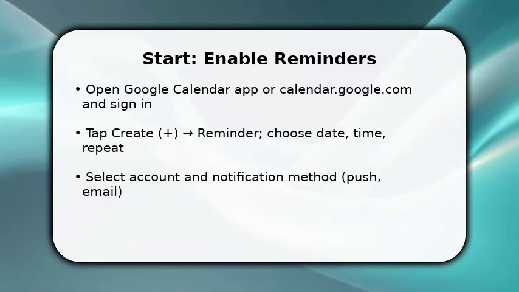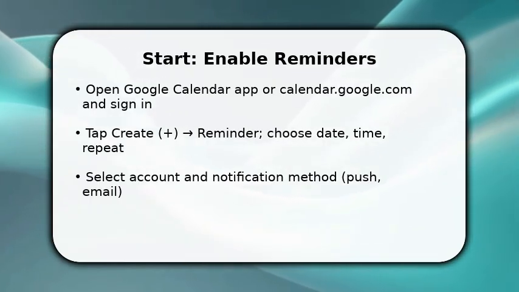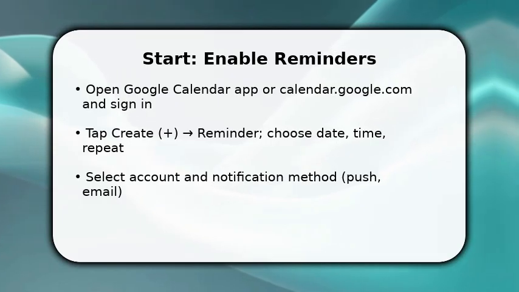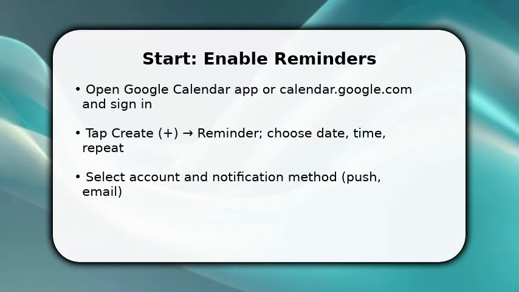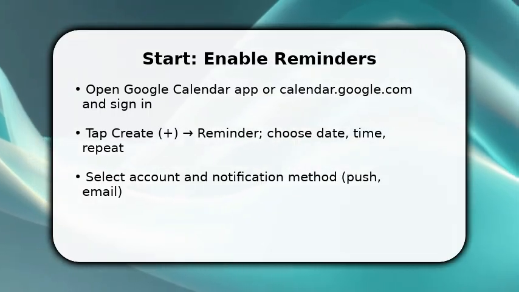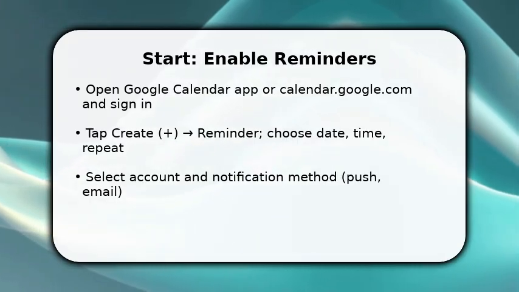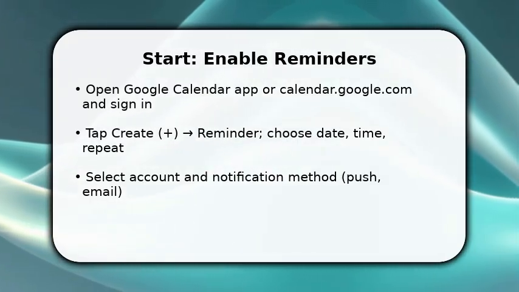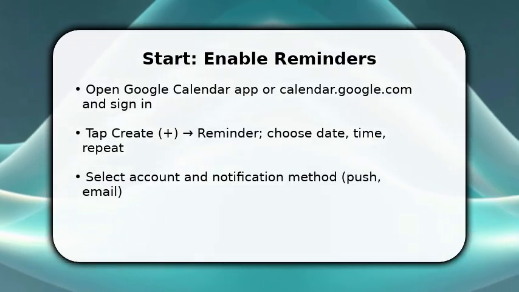You'll begin by turning on reminders and choosing where they live. Open Calendar and sign in, then create a reminder rather than an event so Google tracks it differently. Choose the date and time, and set a repeat pattern if needed. Once done, pick the account where reminders should appear and confirm the notification type, push or email. This prevents reminders from getting lost across multiple calendars and ensures they surface where you check first.